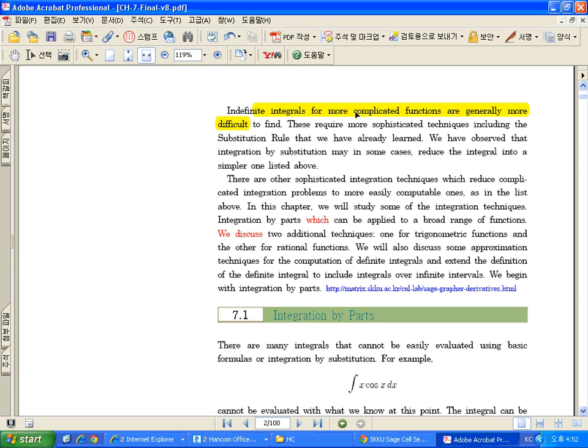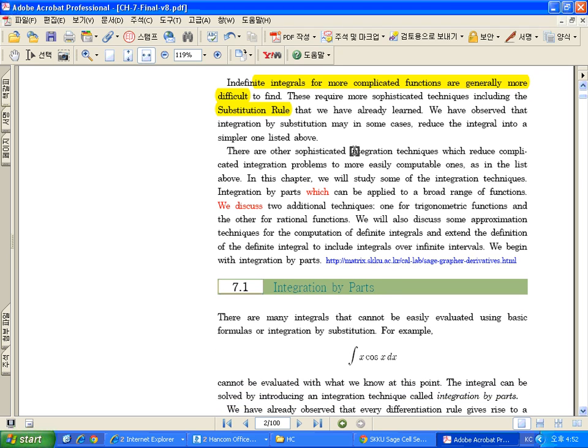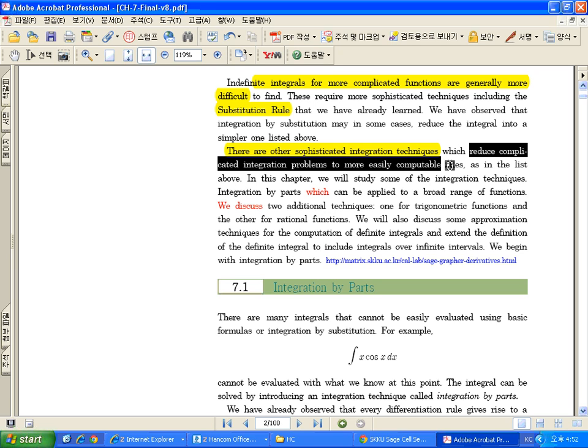Indefinite integrals for more complicated functions are generally more difficult to find. In this case, we may need to use the substitution rules that we have learned. There are other sophisticated integration techniques which reduce a complicated integration problem to a more easily computable one, as in the list above. The ones you have seen on the first page are examples of integrals which are relatively easy.